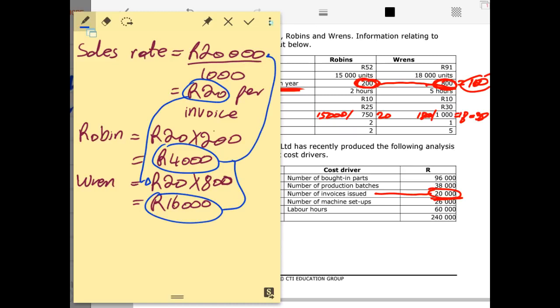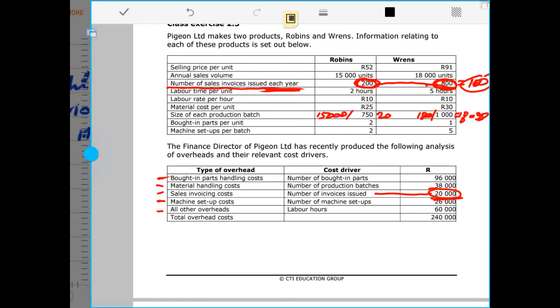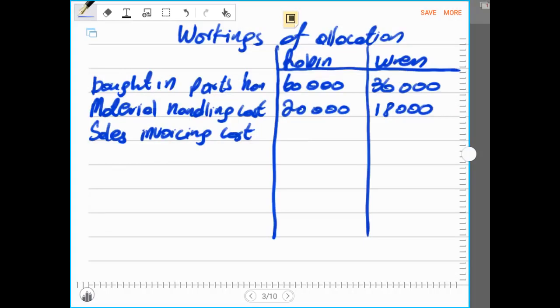So now let us just go and paste those numbers in the allocation workings. We have 4,000 and 16,000.